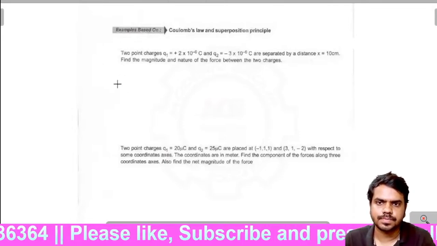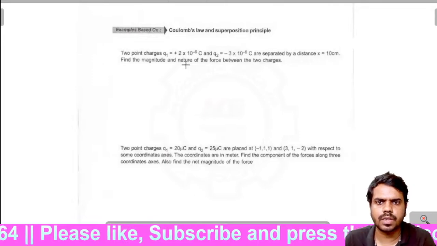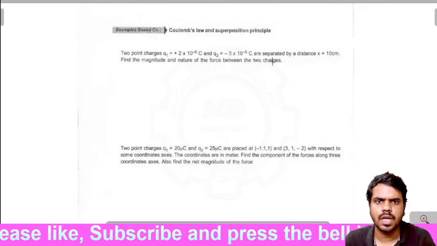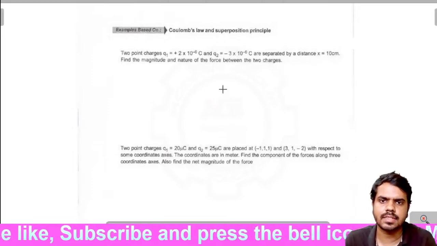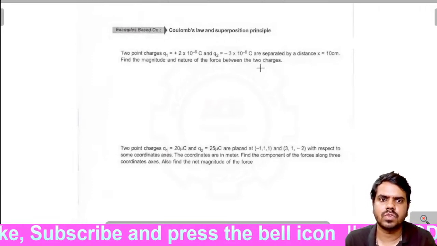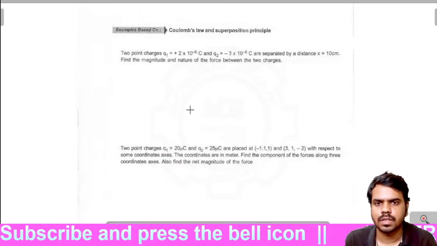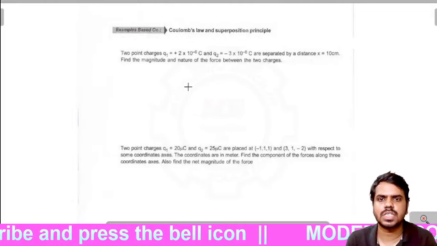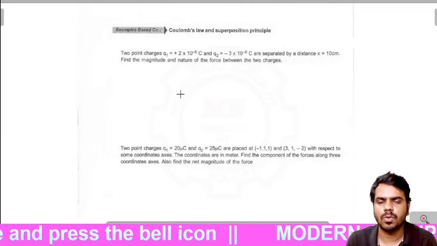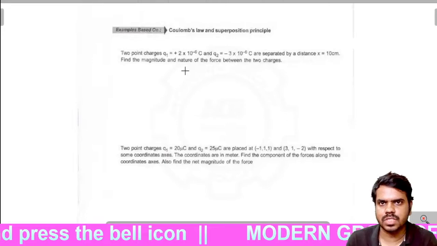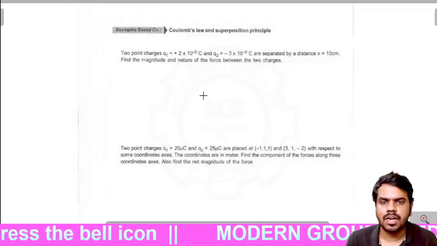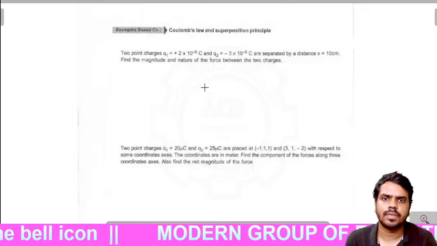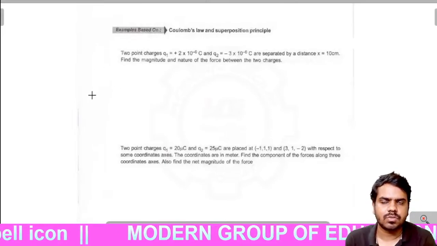The first one: two point charges, q1 is equal to plus 2 into 10 to the minus 6 coulomb and q2 is minus 3 into 10 to the minus 6 coulomb, are separated by a distance of 10 centimeter. Find the magnitude and nature of the force between the two charges. Now you are thinking that sir is doing very basic questions and wasting our time. No, this is actually a basic question, but there is some error prone area in this question and you have to identify this. So I am starting this question.